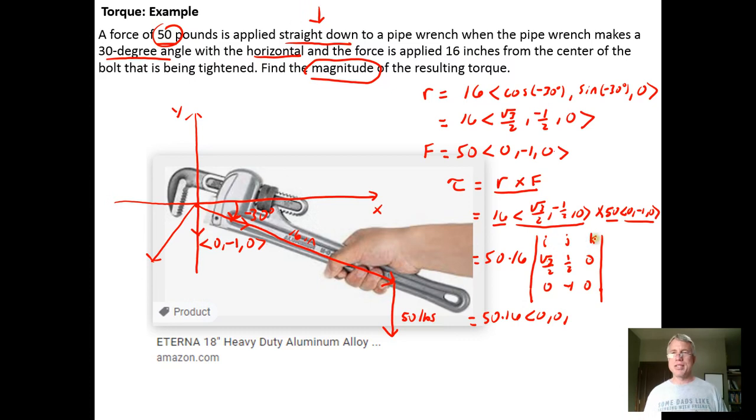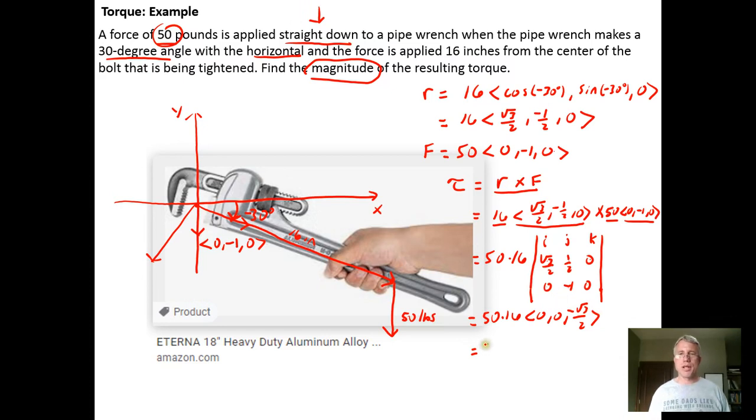The only thing we're going to get is the z component, because we have to be perpendicular to the x and y axes, since all the action is in the xy plane. So we cross row 1, column 3, and we get root 3 over 2 times the negative 1 minus the 1/2 times 0, which is a negative root 3 over 2. And then I can factor the negative root 3 over 2 out.